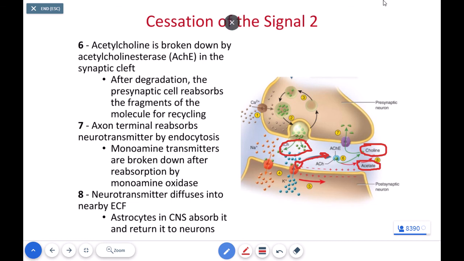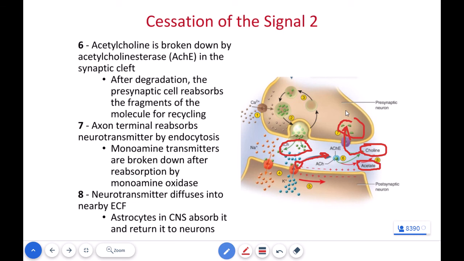The acetate molecule isn't worth recycling. The carbons and oxygens aren't that metabolically significant. However, the nitrogen present in the choline is kind of hard to get a hold of in our bodies. So we have a tendency to recycle the choline, bring it back into the presynaptic cell, and use that choline to make a new acetylcholine molecule.